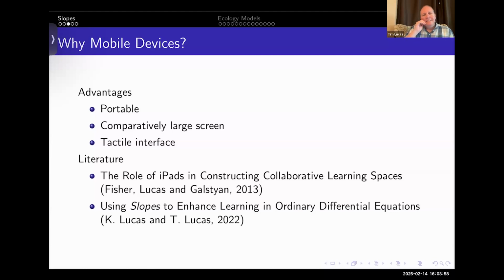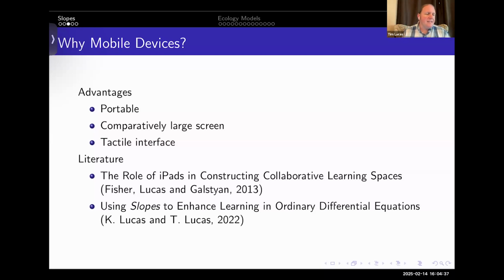And what we found is that these portable devices, whether it be an iPad or even a phone, have comparatively large screens, versus things like graphing calculators. But they're highly portable, and they're easier to manage than large unwieldy laptops. But most importantly, they have these tactile interfaces where you can interact with the graphs. And so we ended up publishing a paper about how iPads could be used in constructing collaborative learning spaces. And that ultimately was the genesis of me thinking, how could we create an app for visualizing differential equations?